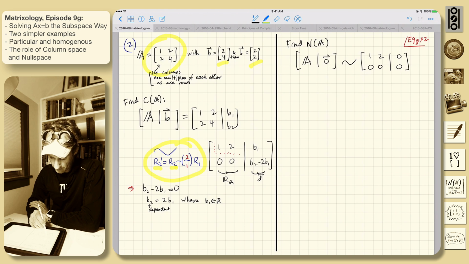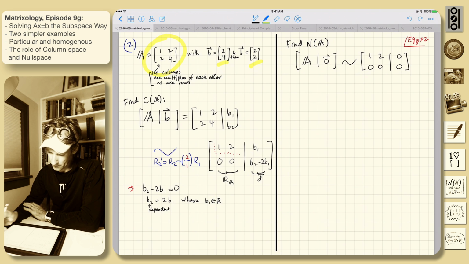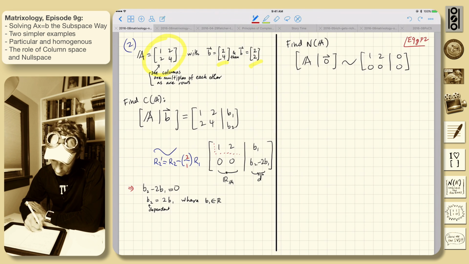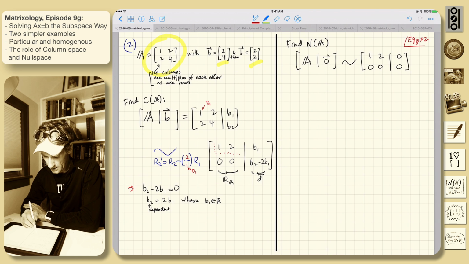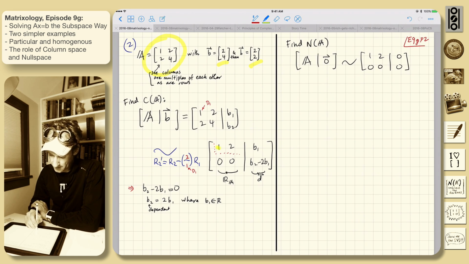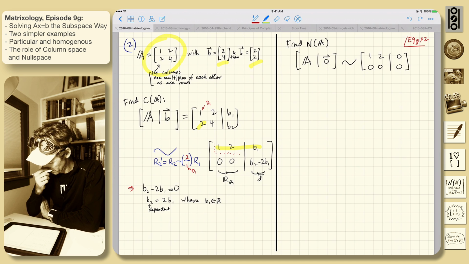So it's R2 prime equals R2 minus 2 times R1, divided by 1, right? Divided by the pivot. So we could label those things. The pivot is here, this is always pivot 1. It's a very simple example. And so we're subtracting 2 of the first row from the second row. First row stays the same. Second row, we get a 0 here, a 0 here. So we see there's not a second pivot, essentially, right? And then B2 minus 2B1 over here.